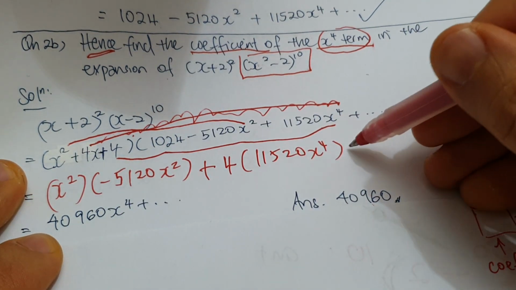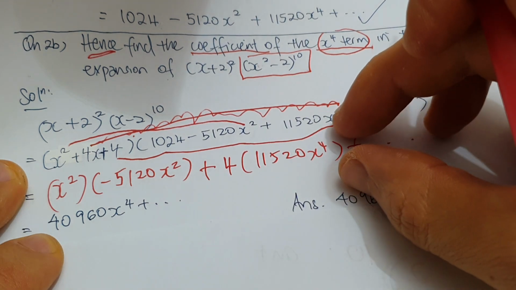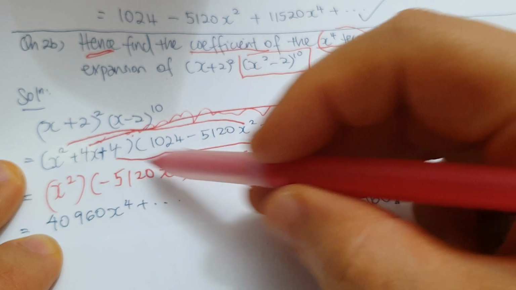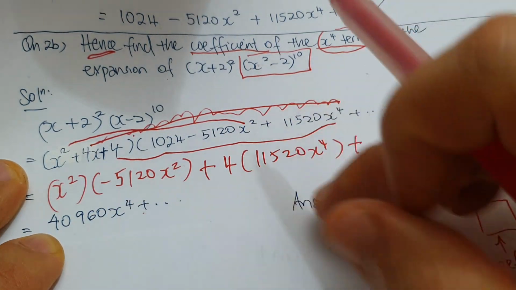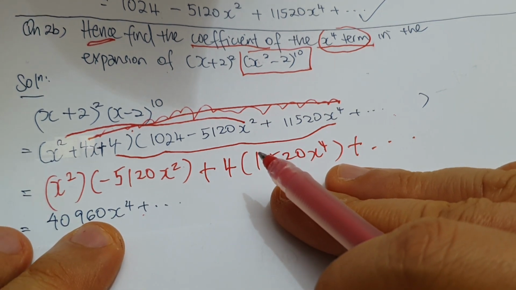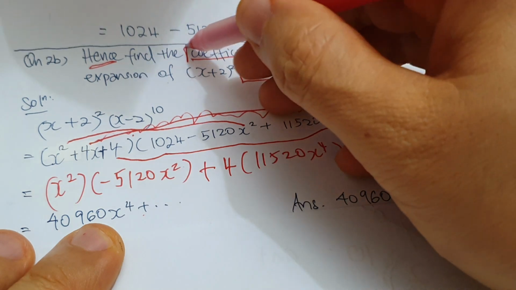Okay? Now you have to put a plus here to tell the examiner that, hey, there are other things here, but I'm not interested in the rest. I'm only interested in the x to the power of 4. And please do not leave your answer like that. If you leave your answer like that, we will not give you the answer mark because they want the coefficient.